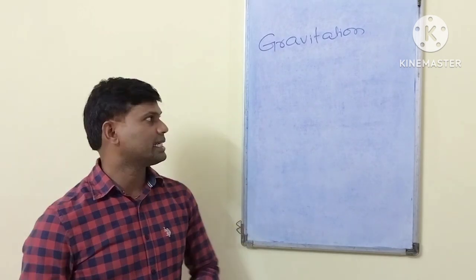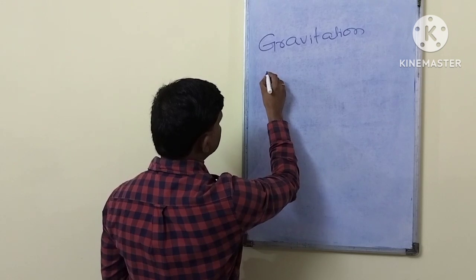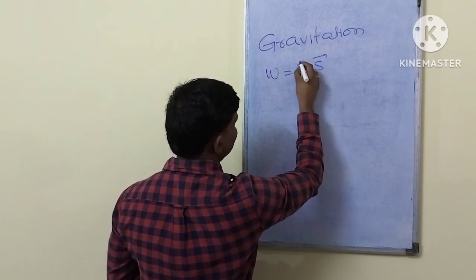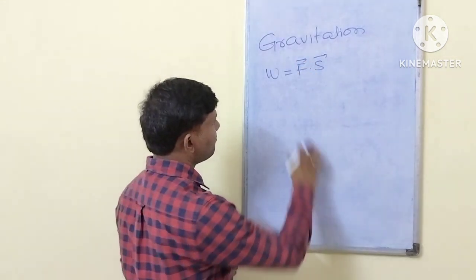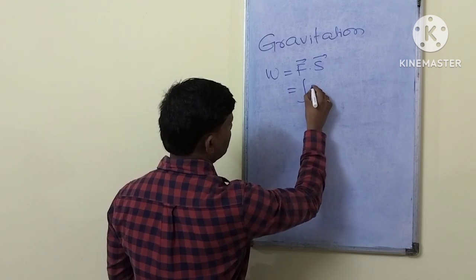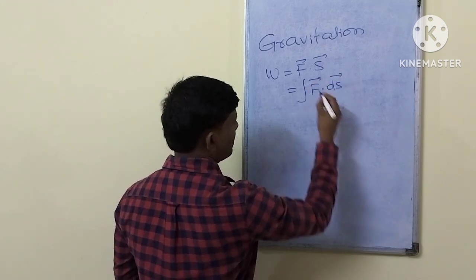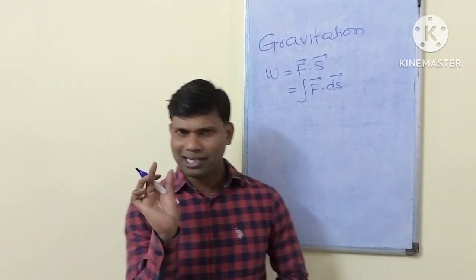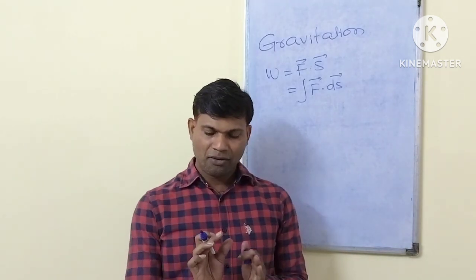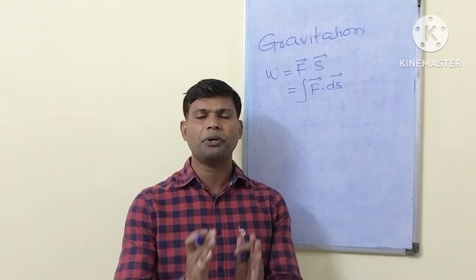That work kinetic energy theorem, I already told, we know the general formula W is equal to F dot S. This is the general formula. F is the applied force, S is the displacement. In terms of integration, F dot ds, where F is the applied force, ds is the smallest displacement. Okay? Integration is like a summation. Over a small displacement with a force F, how much work is done?